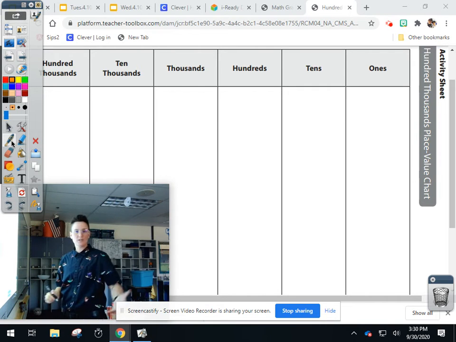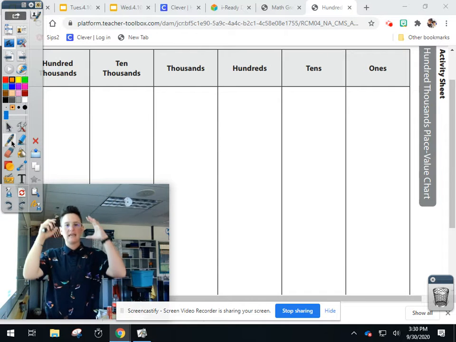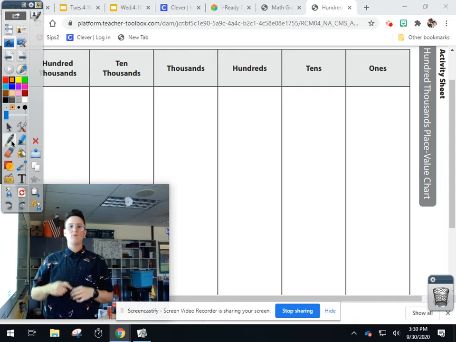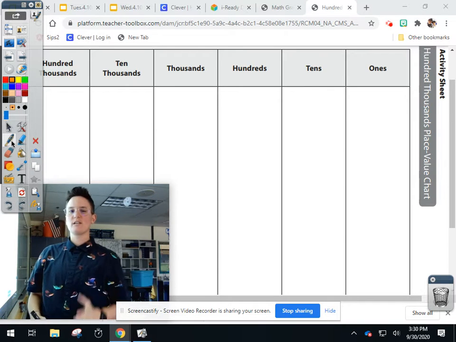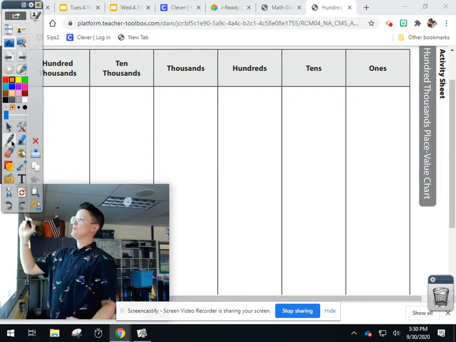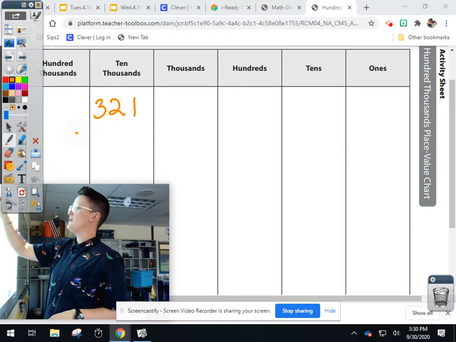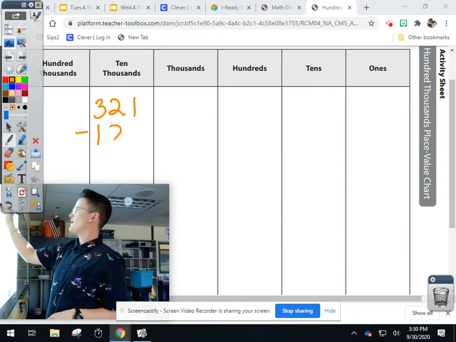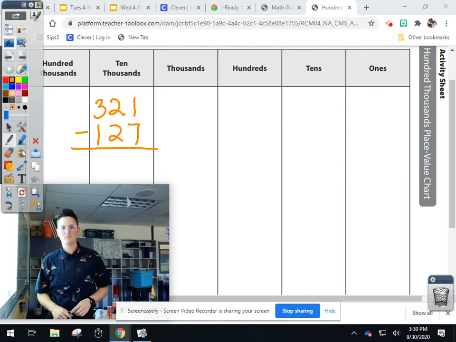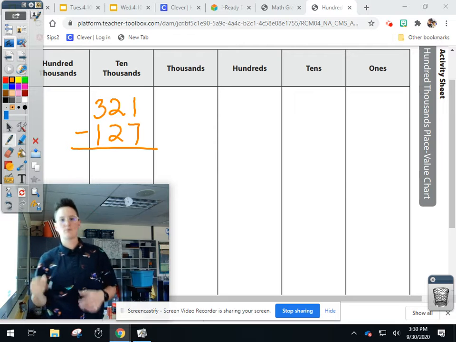So we are going to work on subtracting with numbers. And when we subtract with numbers, we take a problem or an algorithm and we work through it to solve it. And we solve it using place values. And we always start with the smallest place value first. So for example, if I have the number 321 minus 127, okay, this is my algorithm. This is my standard algorithm for solving a problem.